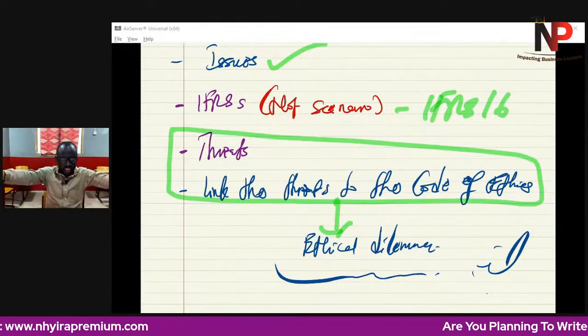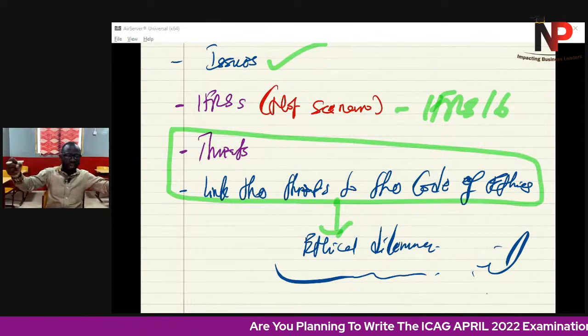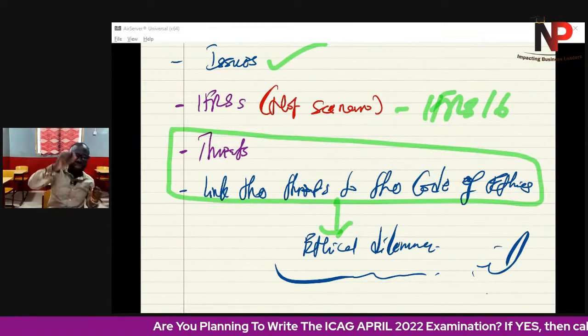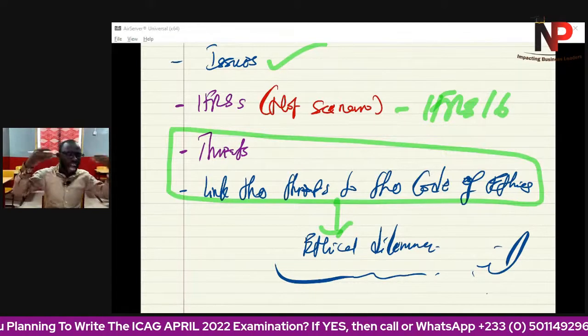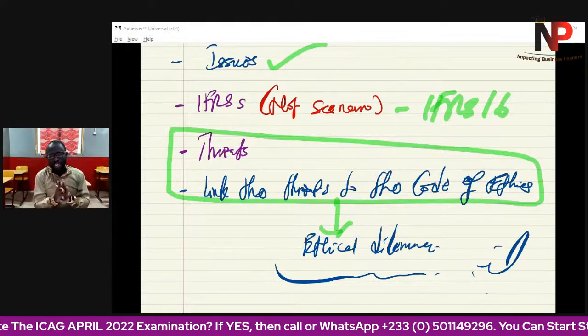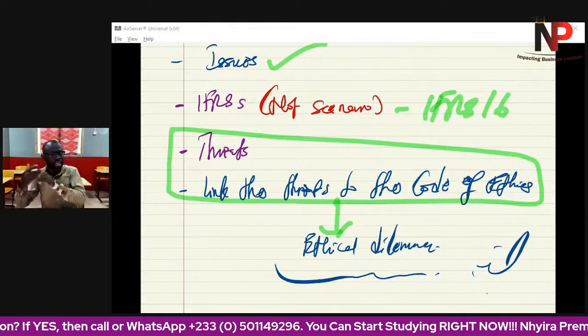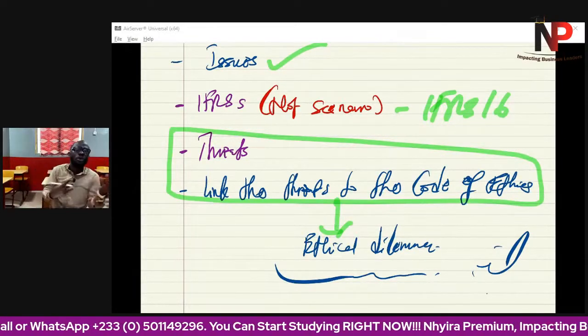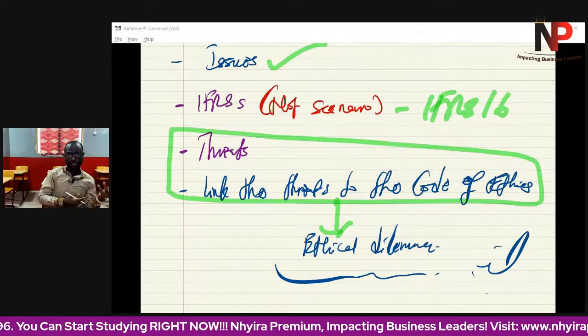So you read the scenario, understand the issue. If there are any IFRSs, understand how the treatment is supposed to be as per the IFRSs. Ask yourself, what are the threats the person is exposed to? Link your threats to the code of ethics that are being breached. That is what results in what we refer to as an ethical dilemma.